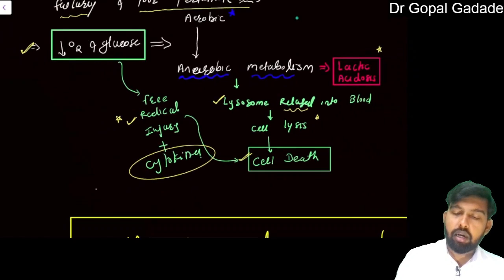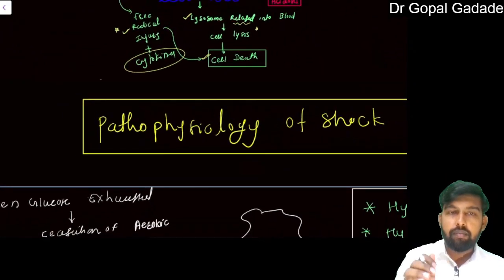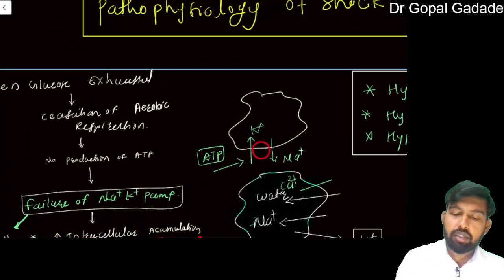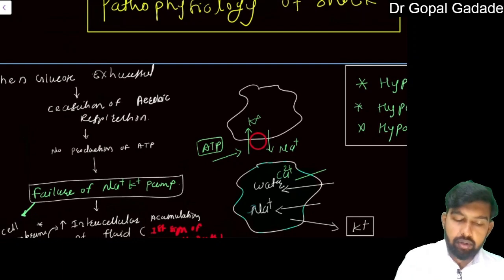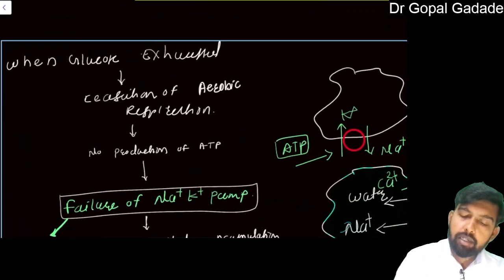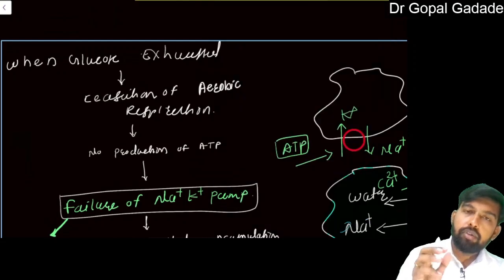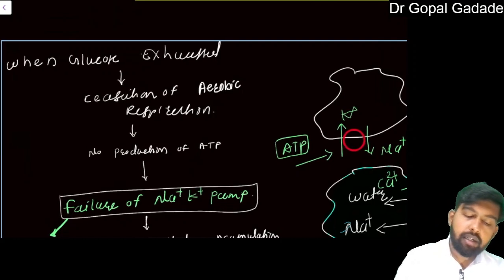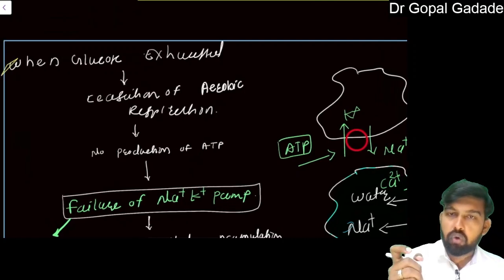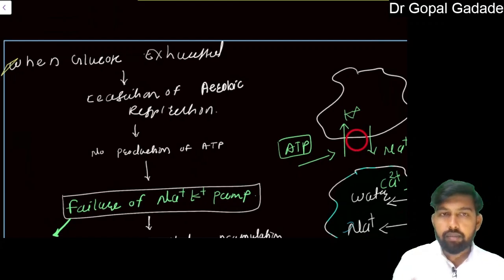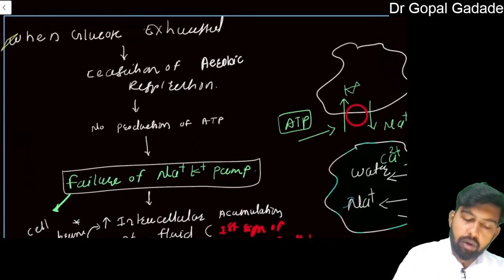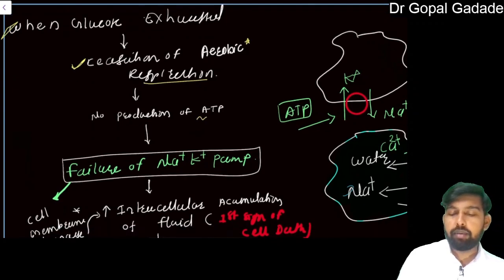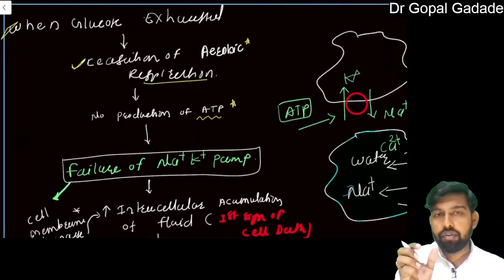So let's see the pathophysiology of shock at the cellular level, the microvascular level, and at the systemic level. So let's see the pathophysiology at the cellular level. Because of the shock, there is a reduced blood supply to the tissue or cell, which ultimately results in decreased glucose level at the level of the cell, which causes the stoppage of aerobic respiration, and there is decreased production of ATP. So at the cellular level, there is a reduced amount of ATP.